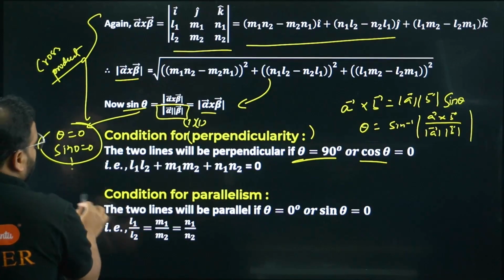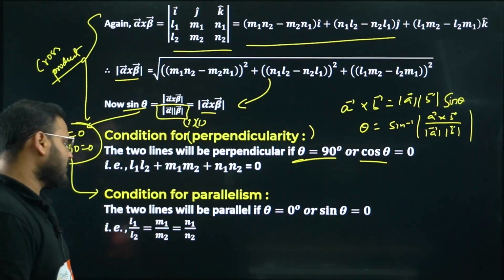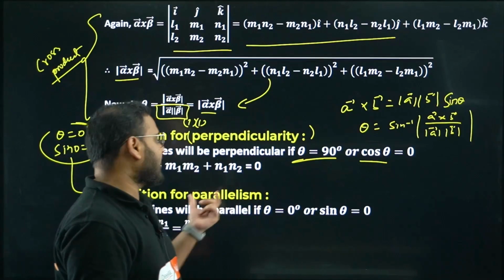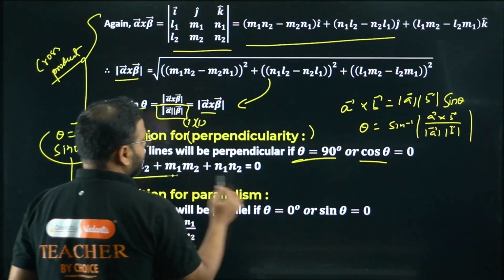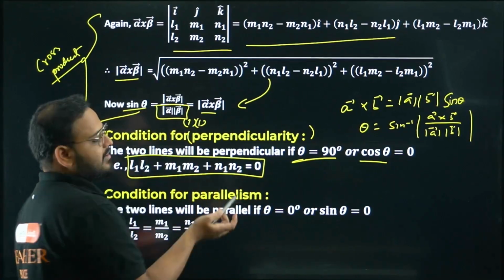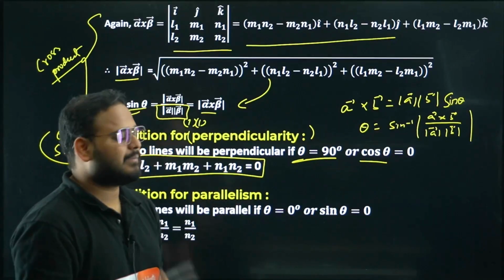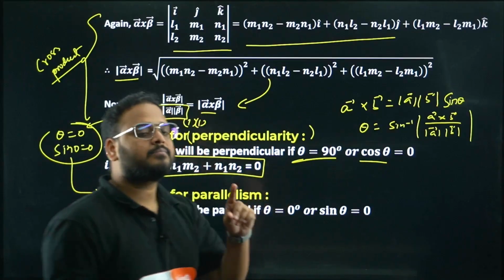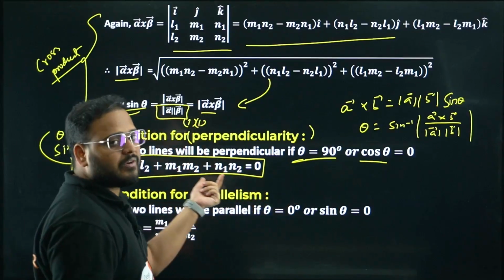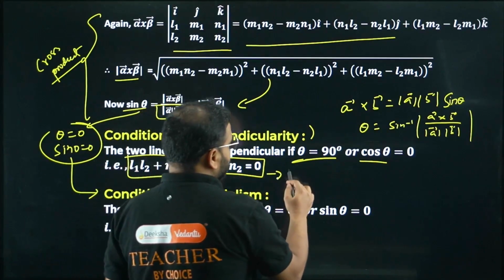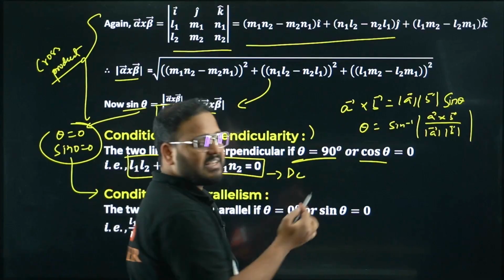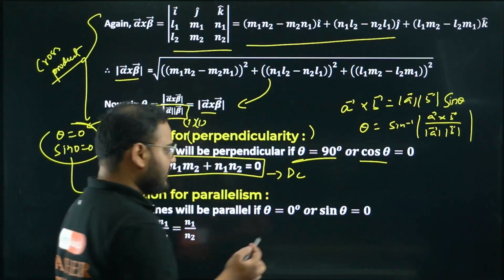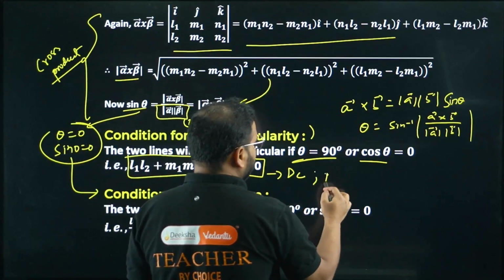This is the case for parallelism. Please check here. From here we get the result that with respect to your DC, or your direction ratio, the relation remains the same in the case of L1 L2, M1 M2, N1 N2. One more thing: this relation is given in terms of DC. But can I say the same thing for DR also? Yes, we can. I'll tell you why.